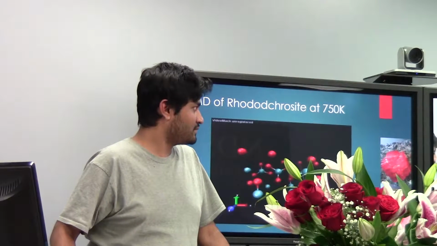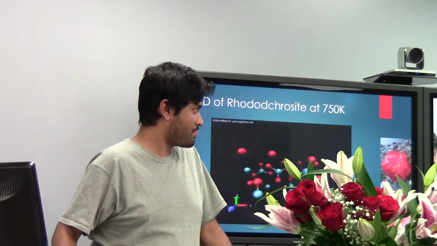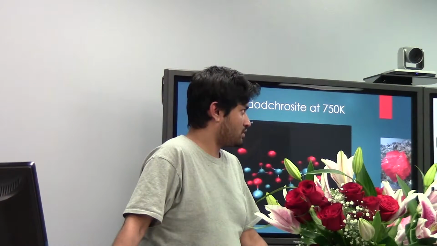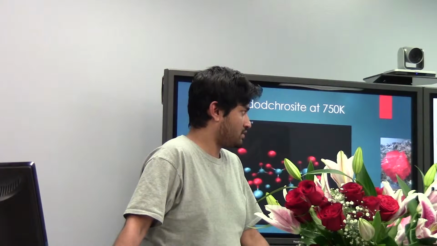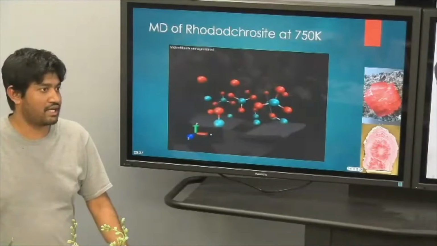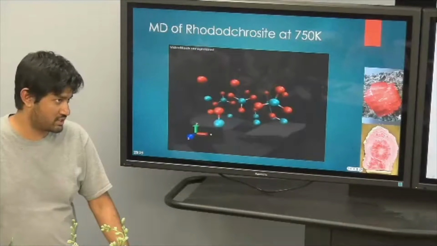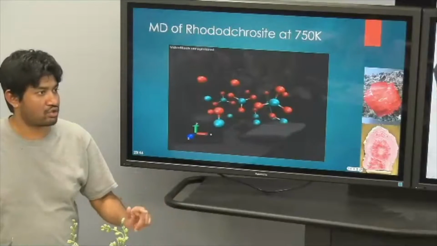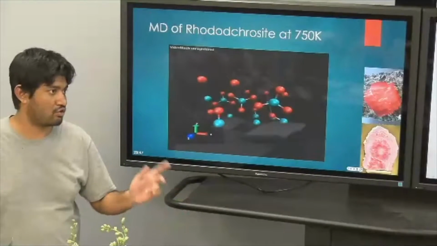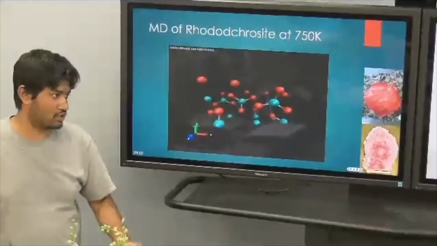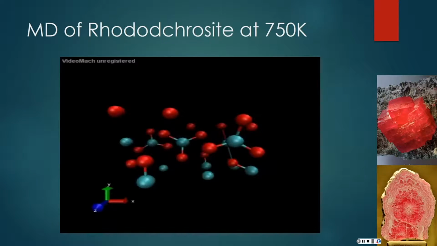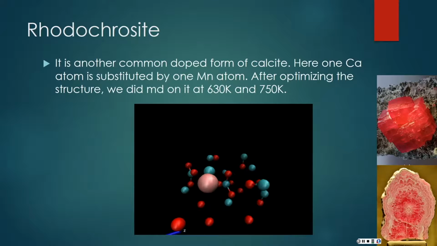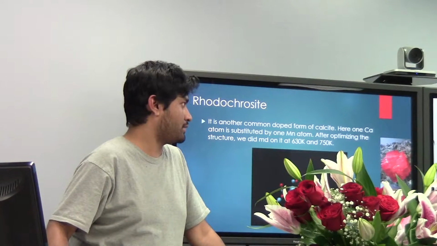I have one. So you are replacing which ions? Calcium? Out of how many? What is the proportion of your transition metal doping? There are 6 calcium ions in one unit cell for the geometric structure. So we just replace 1 calcium ion with 1 iron, and 1 calcium ion with manganese for the rhodochrosite. Can you show the next slide? That's for the rhodochrosite. Okay.